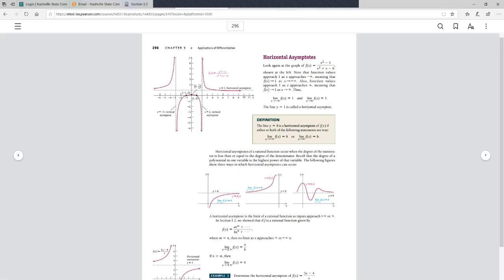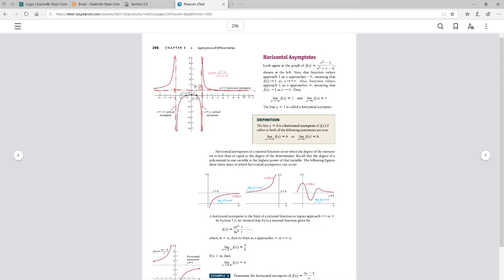So let's talk briefly about horizontal asymptotes. Remember earlier I said that if you have a vertical asymptote, the graph can never cross there. And here we have a picture of two vertical asymptotes. Notice that we have one at the line x equals -3, and we have one at the line x equals 2. But we also have a horizontal asymptote. Notice that the graph can cross a horizontal asymptote.